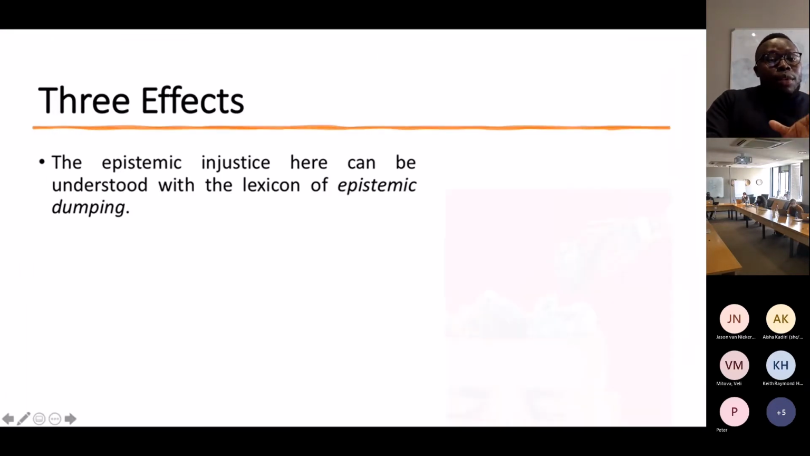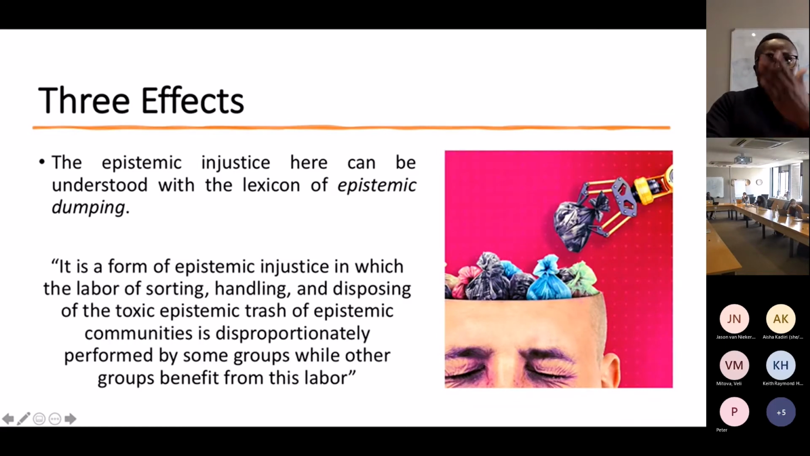Now, a third effect, again, Daniel mentioned this and Karen talked about it earlier on, is the epistemic dumping that these moderators have to go through. So this form of epistemic injustice is one in which the labor of sorting, handling, and disposing of the toxic trash of an epistemic community is disproportionately performed by some groups within that community. And the entire community benefits from this. In most cases, most members of this community are not even aware of these behind-the-scenes jobs that go into them getting these clean contents, in a sense, that they get exposed to.